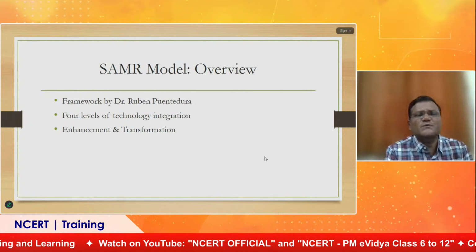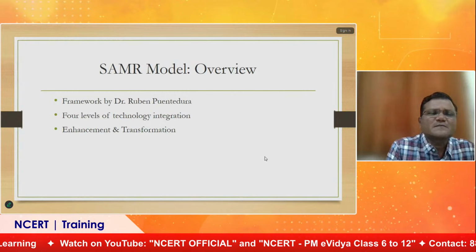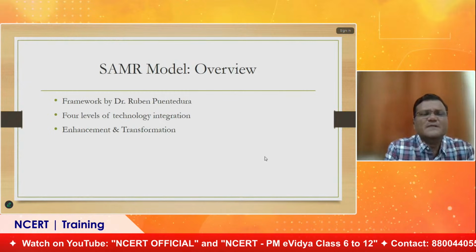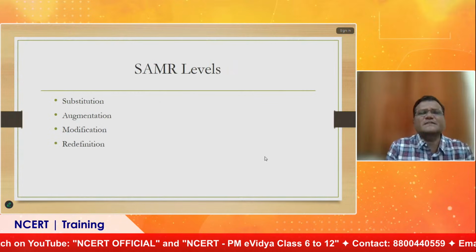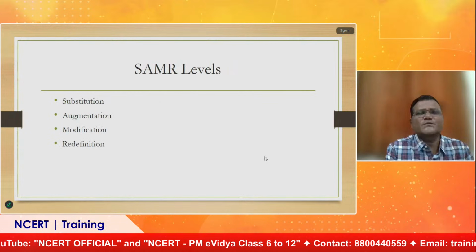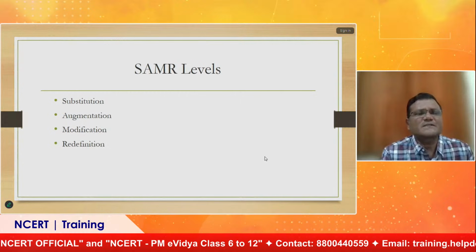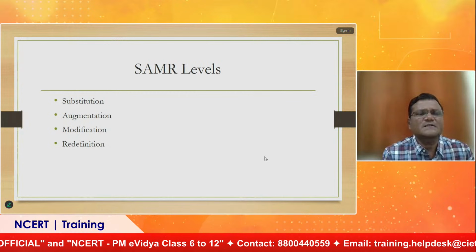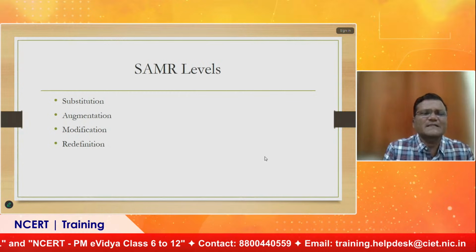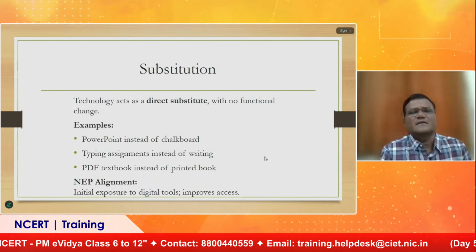It proposes four levels of technology integration. It is the amalgamation of enhancement and transformation. Now let us see what are these four levels of SAMR model. First one is substitution, then augmentation, then modification, then redefinition. Now let's see one by one.